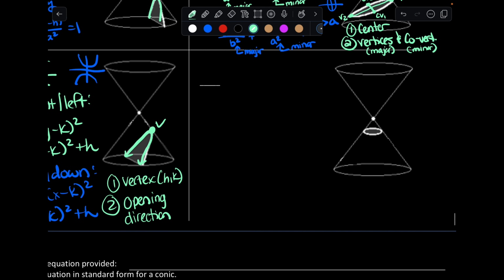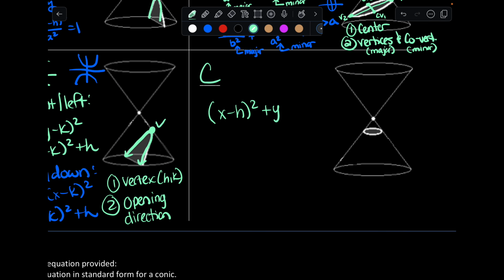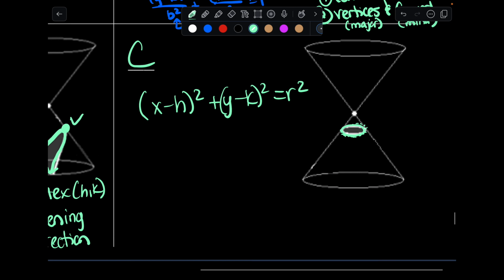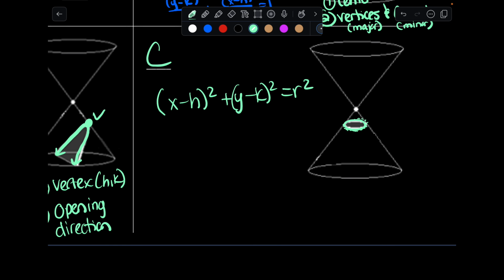And the last one will be the circle, which is C. So for a circle, we have x minus h squared plus y minus k squared is equal to, we'll say, r squared. And for a circle, we're not going to find any vertices, but we're just going to find the center and the radius, because the entire circle, all of the points are on the edge of the double-napped right cone. So that's why we don't locate the vertices, because technically the entire edge of the circle can be considered a vertex. So we'll find the center and the radius.